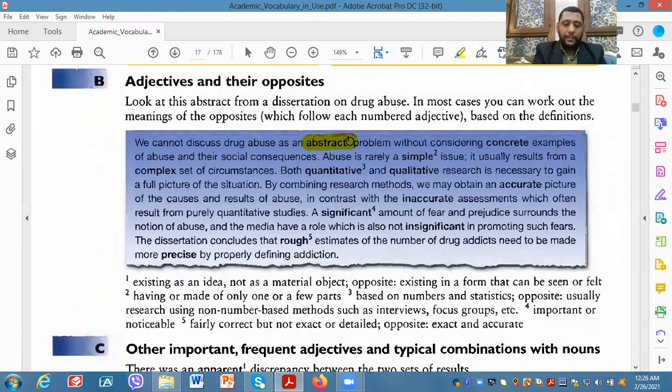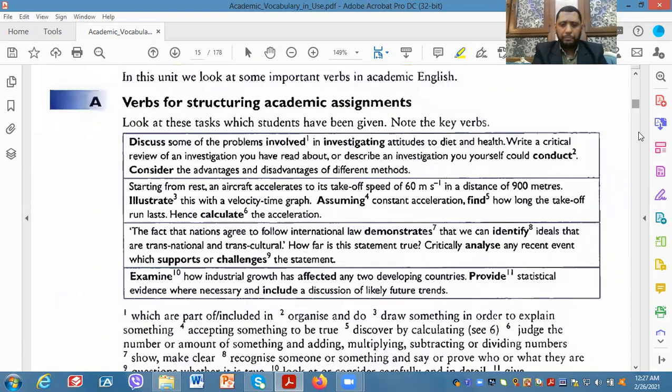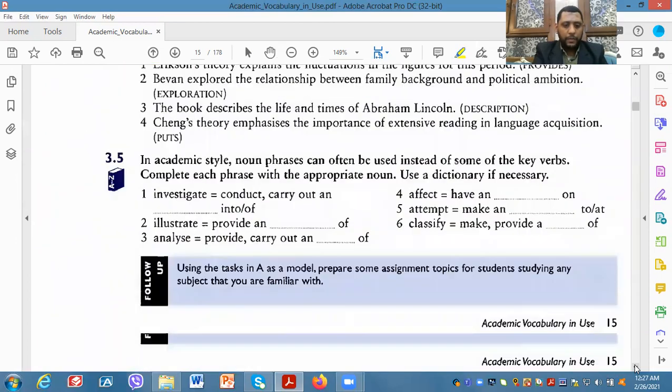These two adjectives are abstract and concrete, which is the opposite of abstract. But this time, these adjectives were not followed by a preposition. So here we're not talking about an adjective being followed by a preposition, but that was with section A. Let's go back and look at section A.